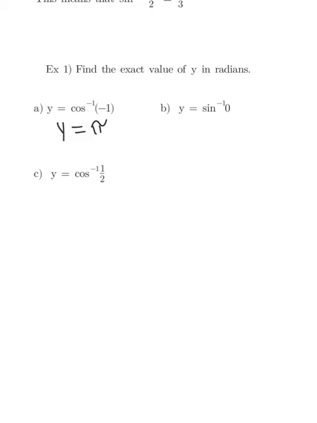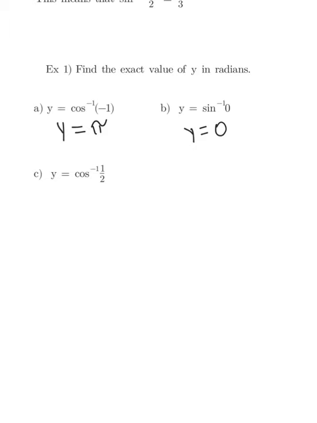On B, we have y equals the inverse sine of 0. So you are asking yourself, in quadrant 1 or in quadrant 4, because this is sine, where is the sine value equal to 0? What angle has a sine value or a y value of 0? That happens at 0 radians.